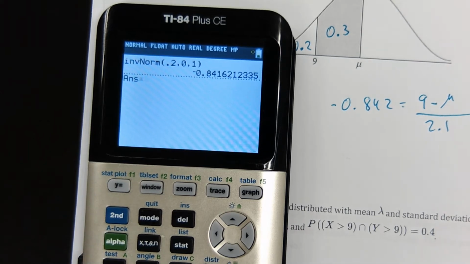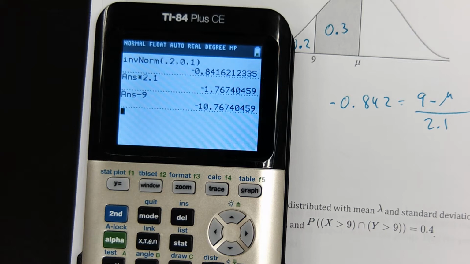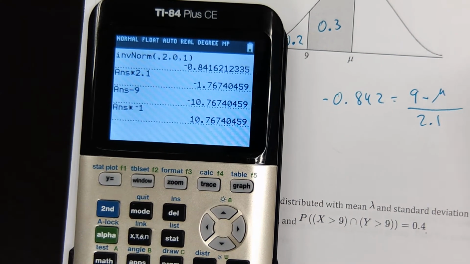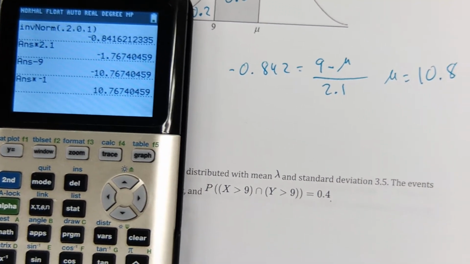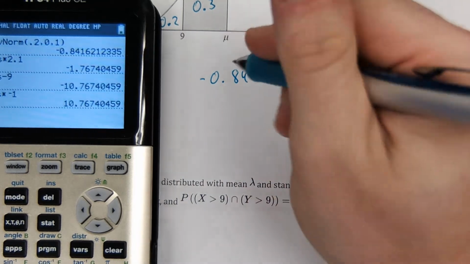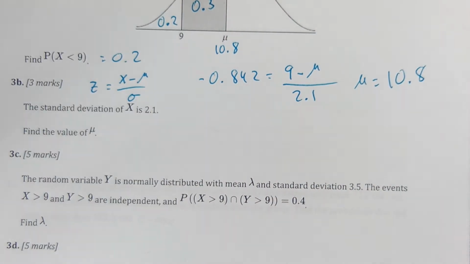So times 2.1, subtract 9, multiply by -1. Our mean is 10.8 to 3 sig figs. Not too bad, right? Okay. So far, so good. Let's see what we got next.